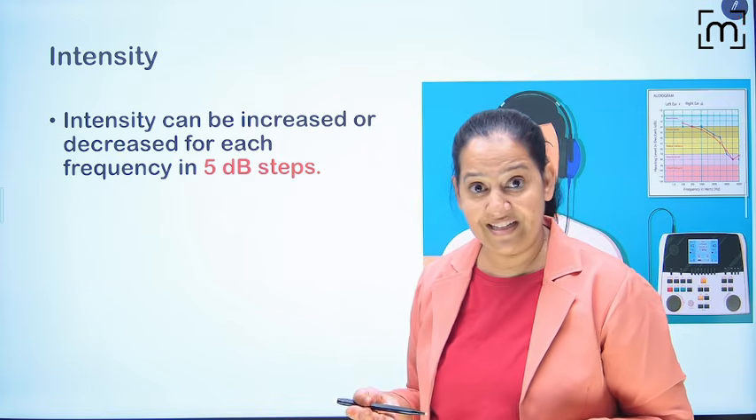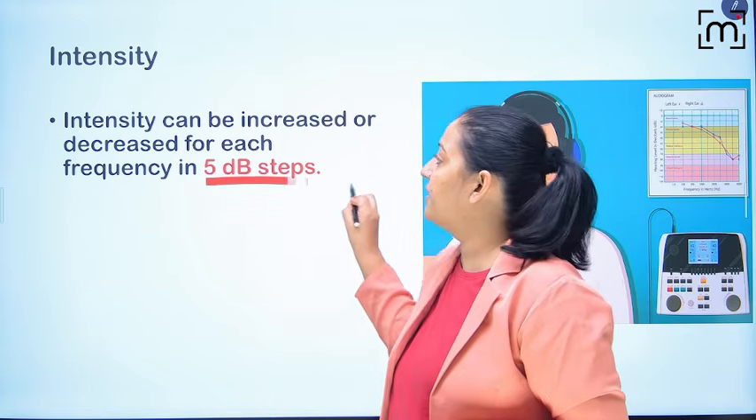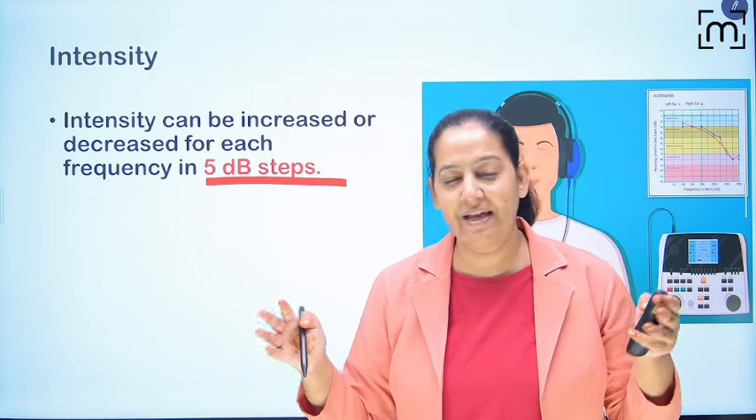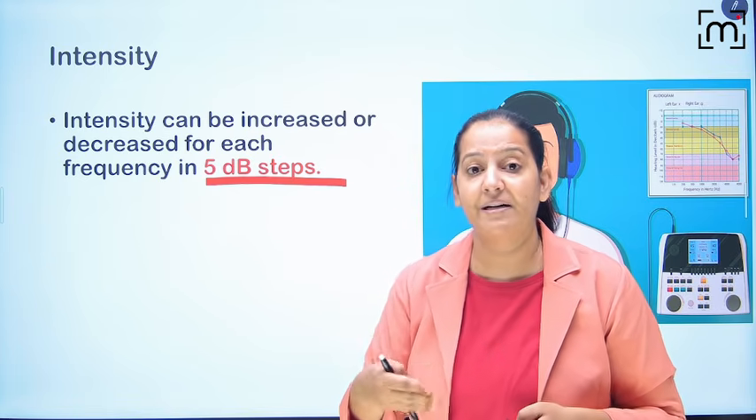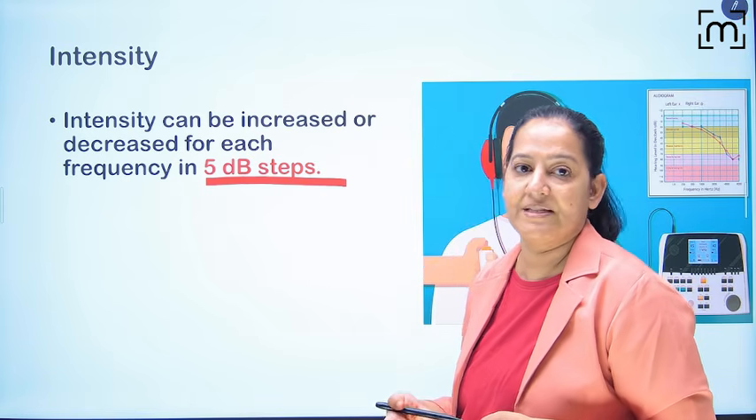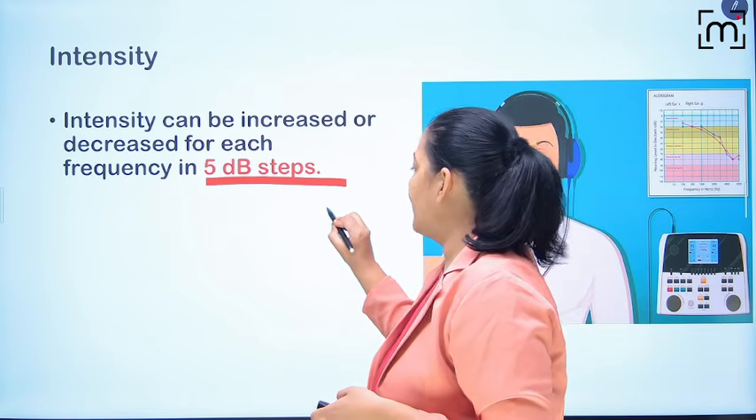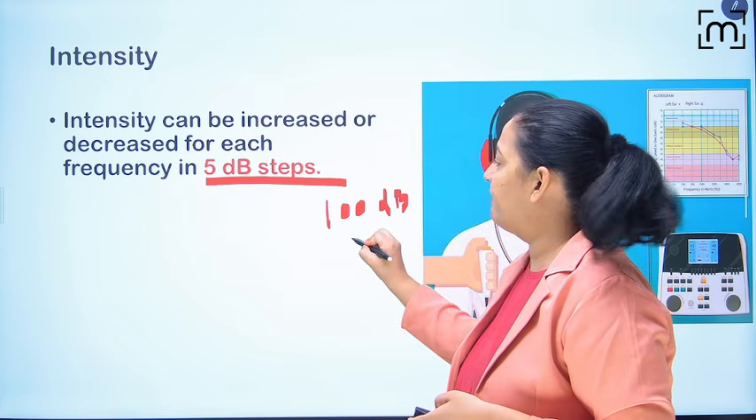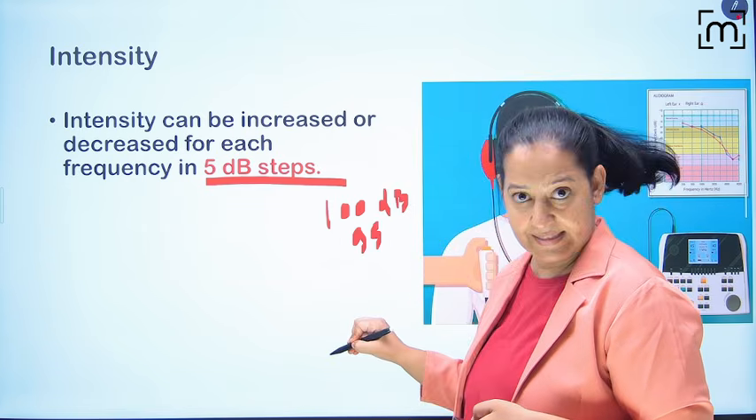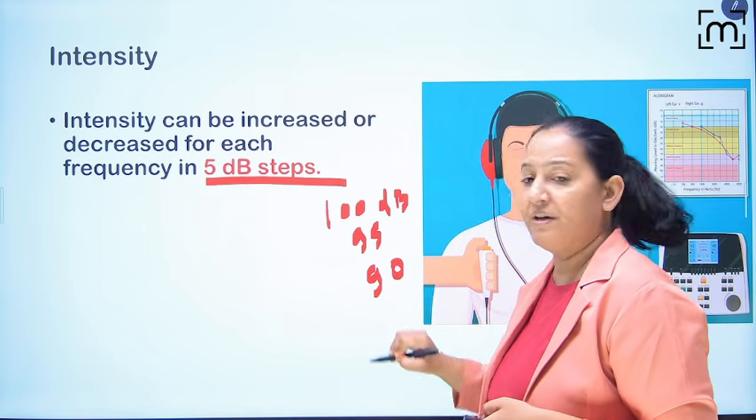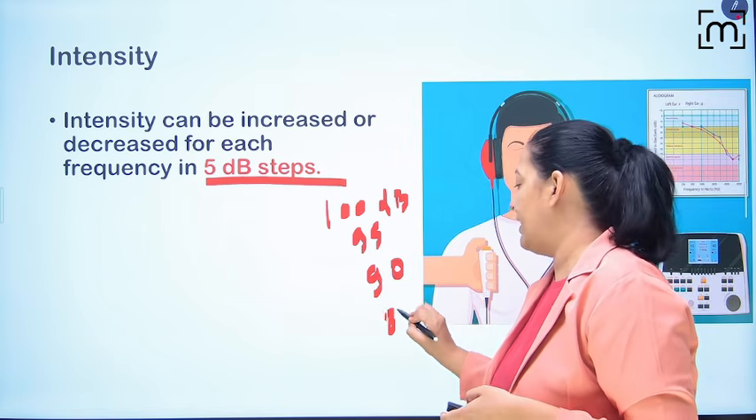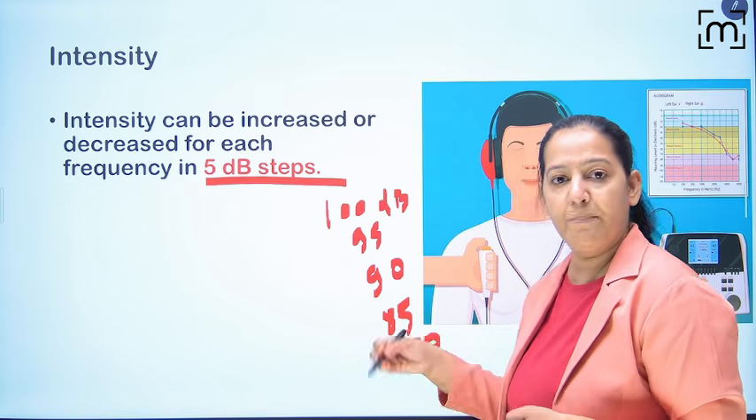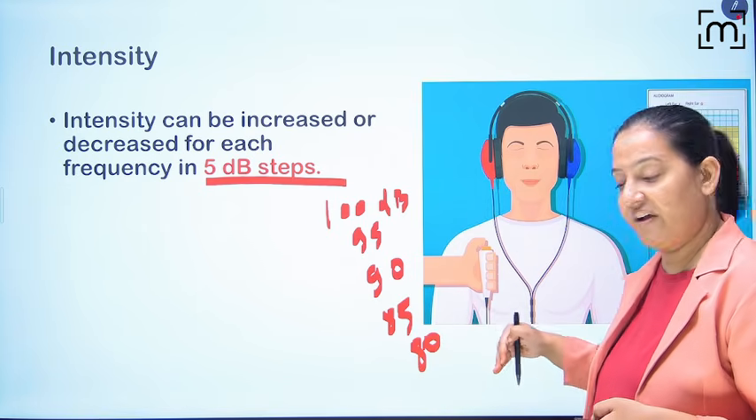Now for intensity, we decrease the intensity by 5 decibel. We give maximum loudness and then we keep on decreasing in steps of 5 decibel. For example, I am starting with 100 decibel. Patient says yes, I can hear. I will go to 95. Patient says yes, I can still hear. Then I will go to 90. Patient says still I can hear. I will go to 85. Patient says still I can hear. I will go to 80. I will keep on asking by decreasing 5, 5, 5, 5, 5.